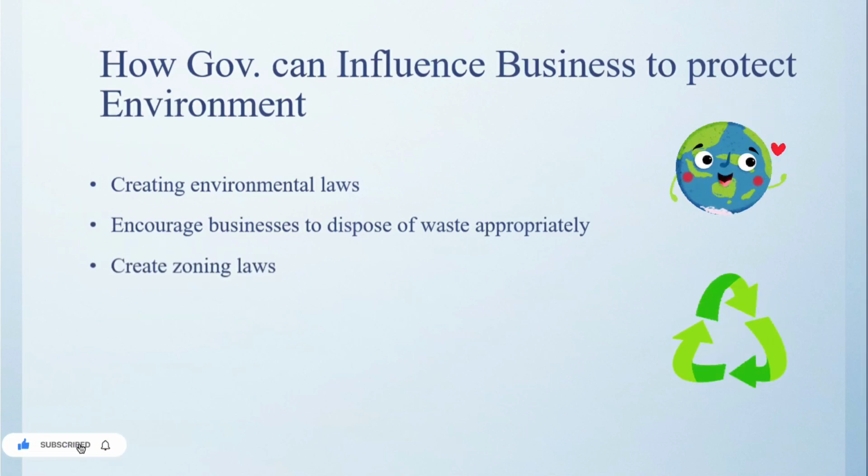They can create now zoning laws. Now, zoning laws, right, when we talk about zoning, we're talking about specific areas, right? The government will dictate specific areas where development can take place. So, for example, they will say, okay, this type of development cannot take place here because it will harm the environment, right? And that is what we mean when we say zoning laws.